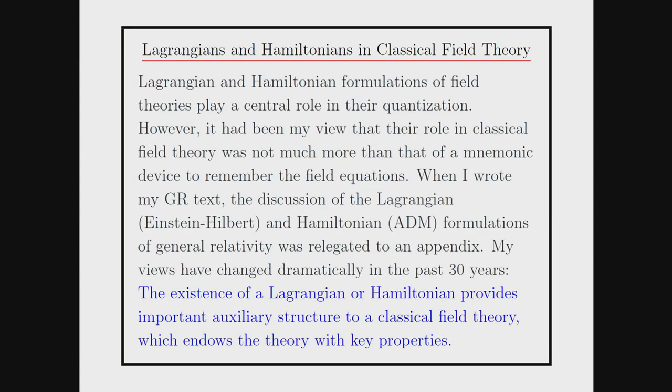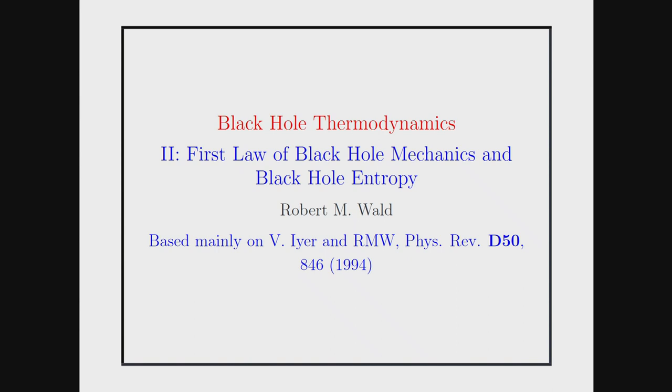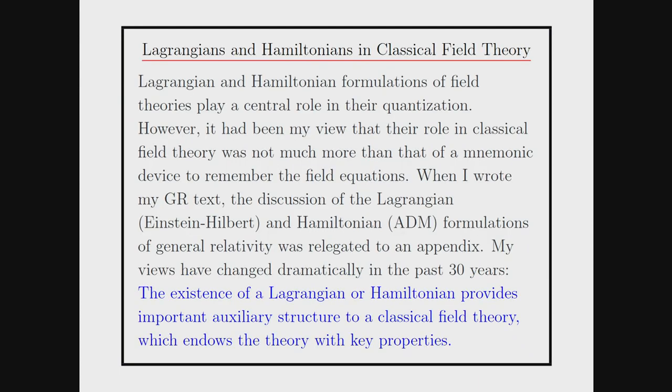So let me just start. Lagrangians and Hamiltonians are going to play the dominant role in what I'm going to be telling you about. The ultimate goal is to derive the first law of black hole mechanics and thereby derive a formula for black hole entropy. It's just as easy to do this in a completely general theory of gravity, and I will be doing it in that context. The completely general theory of gravity will be one that arises from a Lagrangian, as general relativity does with the Einstein-Hilbert action.